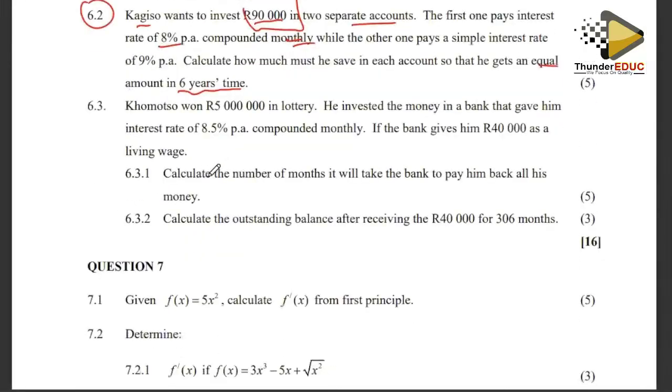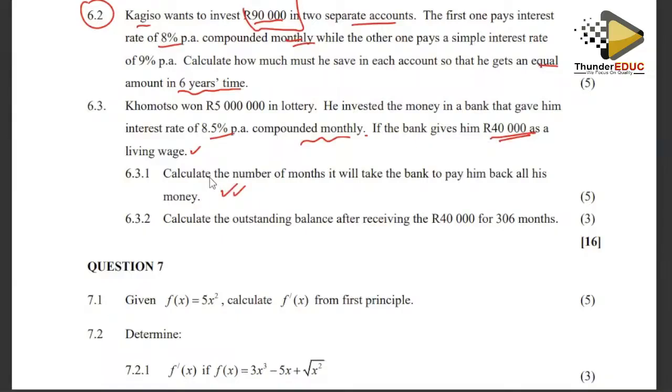All right, 6.3. Someone also won 5 million in the lottery. He decided to invest the money in a bank that gives him an interest rate, compounded monthly. If the bank gives him 40,000 as a living wage, calculate the number of months that it will take the bank to pay him back all his money.